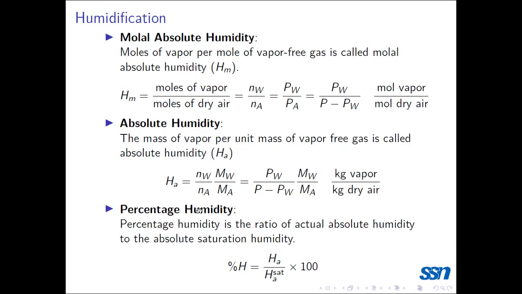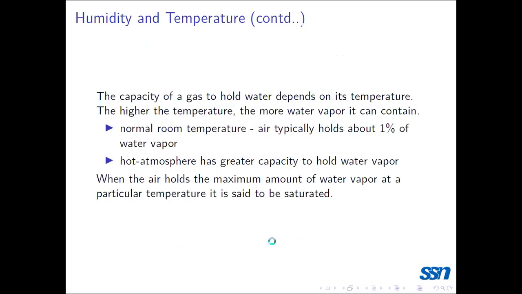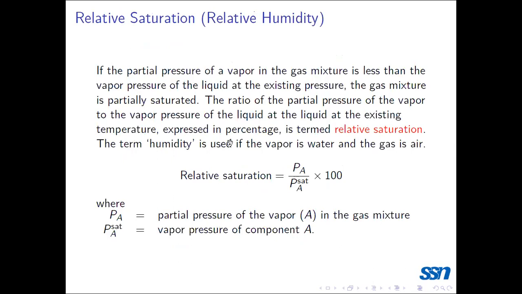So percentage humidity is simply the ratio of absolute humidity by absolute humidity at saturation. And in what way is this different from relative humidity? Now, relative humidity is a simple thing. It doesn't have anything about this; it is simply saying partial pressure by partial pressure at saturation.